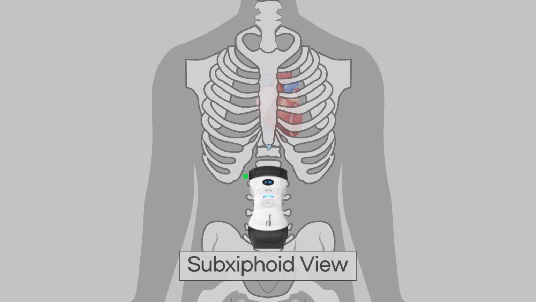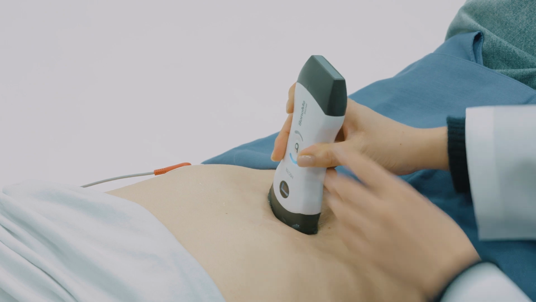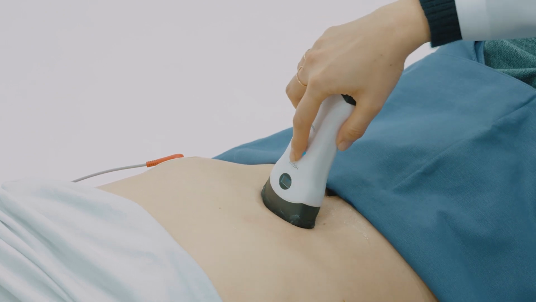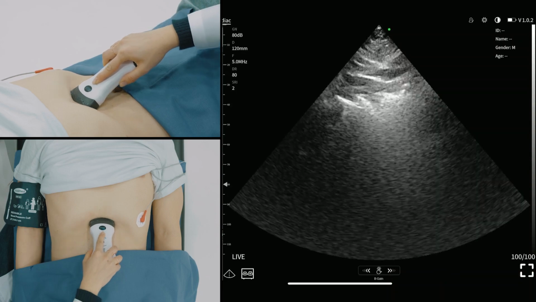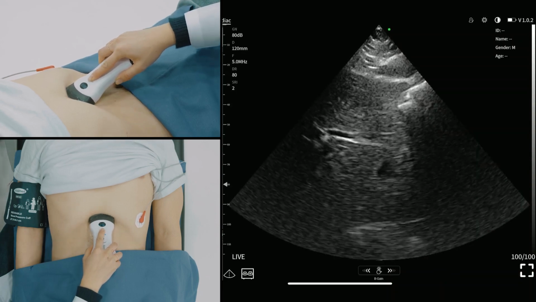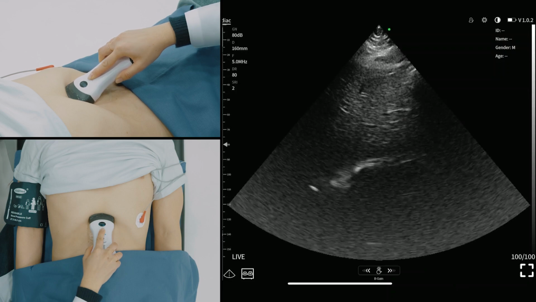Position the probe in the subxiphoid region with the indicator toward the patient's right side, firmly angled toward the left shoulder. This view reveals the right ventricle adjacent to the left lobe of the liver, allowing easy recognition of pericardial effusion. To enhance image quality, increase depth, apply more pressure, and instruct the patient to take a deep breath.